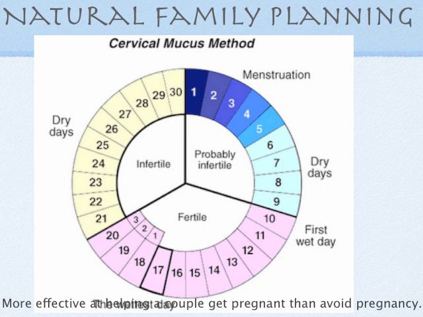Now, natural family planning is more effective at helping a couple get pregnant rather than avoiding pregnancy. As a matter of fact, it's not a very effective method in avoiding pregnancy compared to the other ones we've talked about, but it's pretty effective in helping a couple get pregnant. The advantages are no drugs or devices.